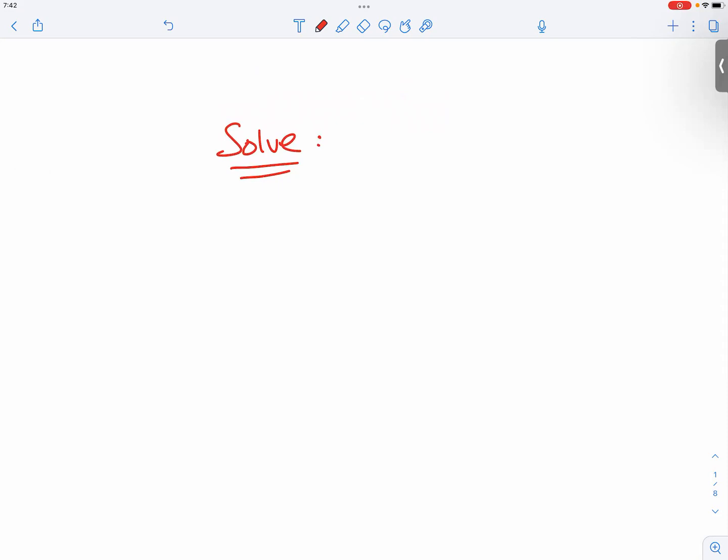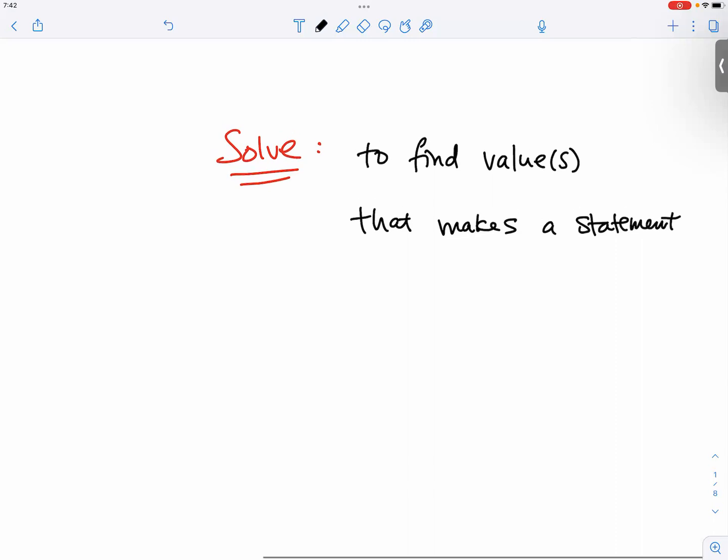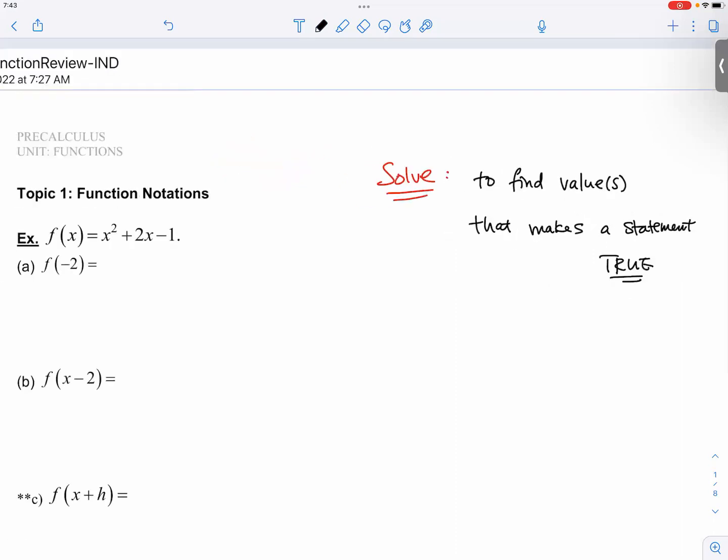Solve means to find solutions, or to find value or values that makes a statement true. Now, the common misconception, or the incomplete understanding of the word solve, is that they just think about, oh, just find the answer. But they forgot the really important component, and that is to make a statement true. Okay, if you're not making a statement true, then that is not a solution. You are not really solving.